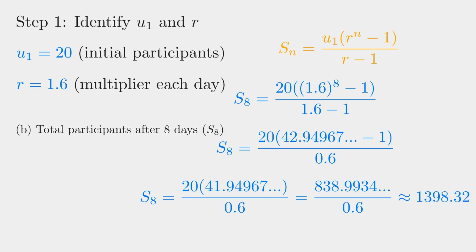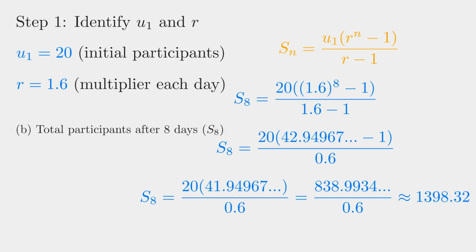So S8 in that case becomes 20 into 42.94967, 3 dots minus 1 over 0.6. My advice, when you type it on the calculator, always use the exact answers. Do not take the rounded answers, otherwise your final answer will be rounded to incorrect significant figures or decimal places, which means that your final answer will be incorrect as well.